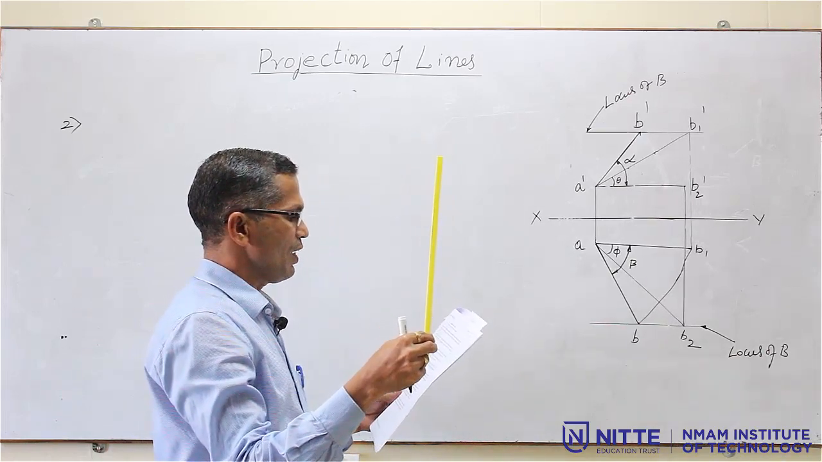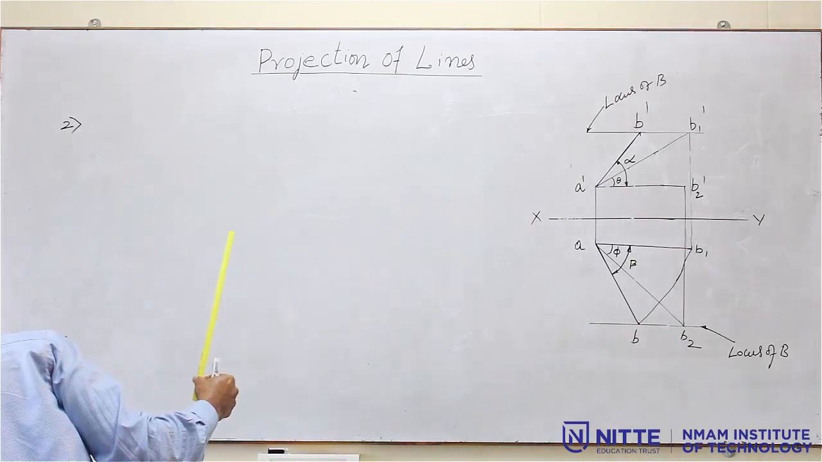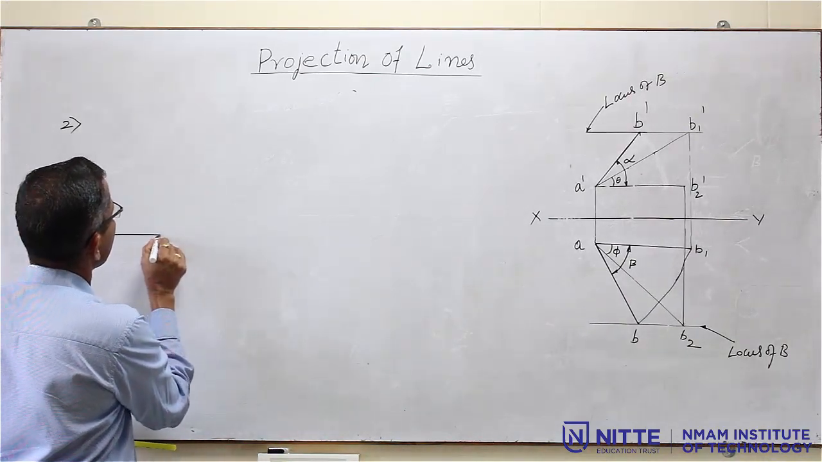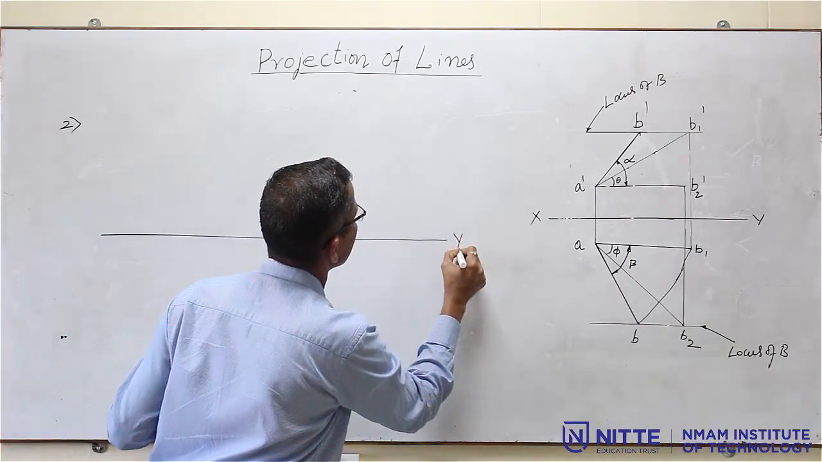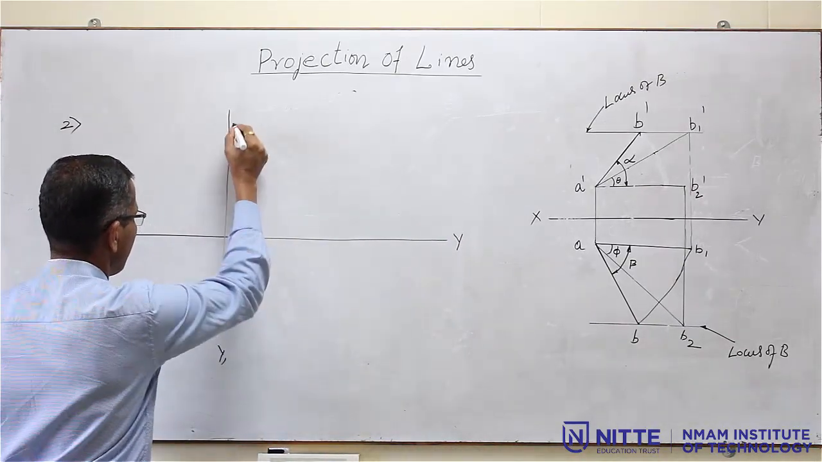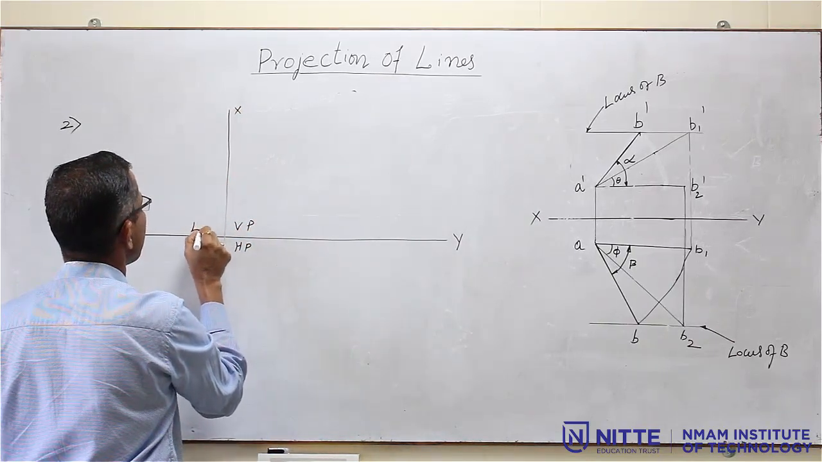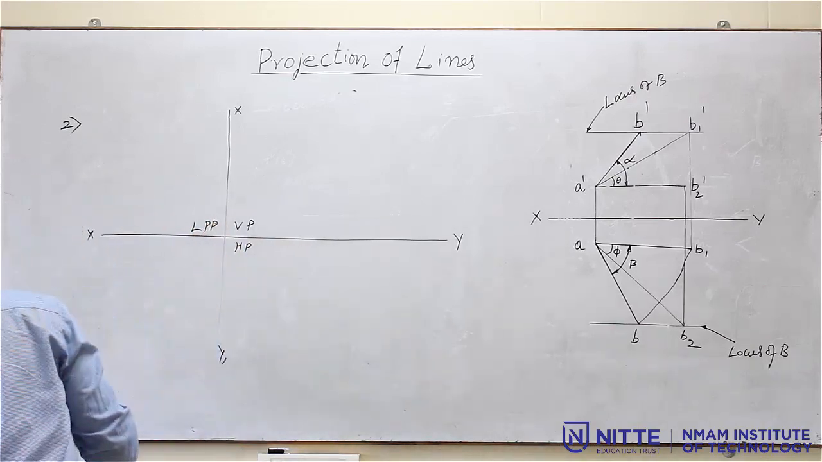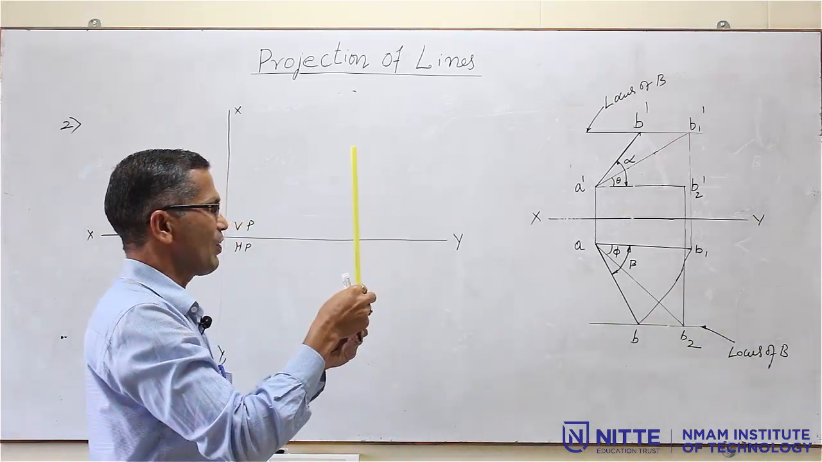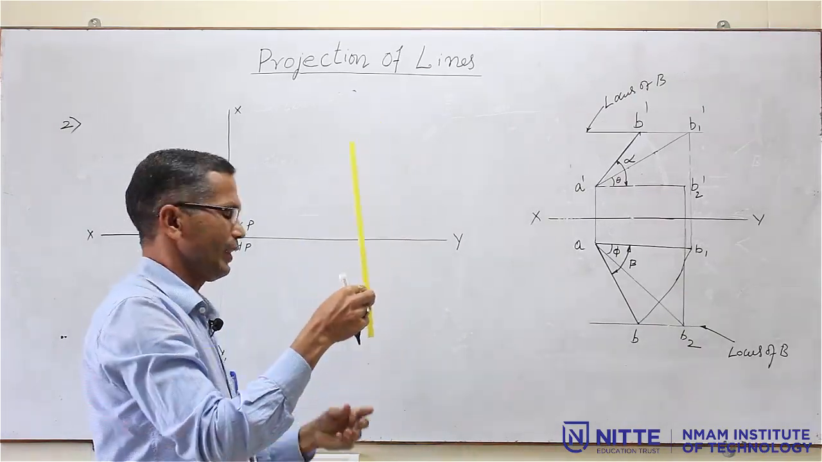The line is 25 mm in front of left profile plane, draw its projection. So, here it is the left profile plane. So, you have to prepare for the LPP, draw the XY line, then X1, Y1, VP, HP and LPP. Now, when the line is perpendicular to HP and parallel to VP, it is like this. What is the front view? Front view will be like this only. So, what is the top view? Top view will be point.